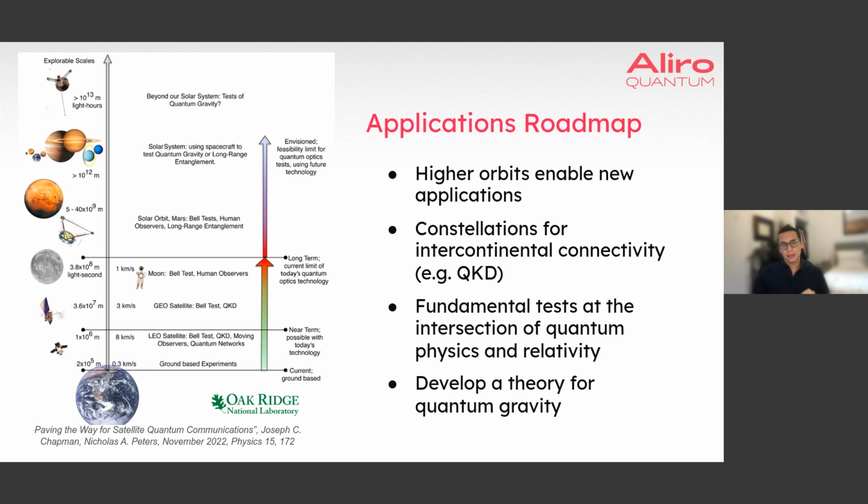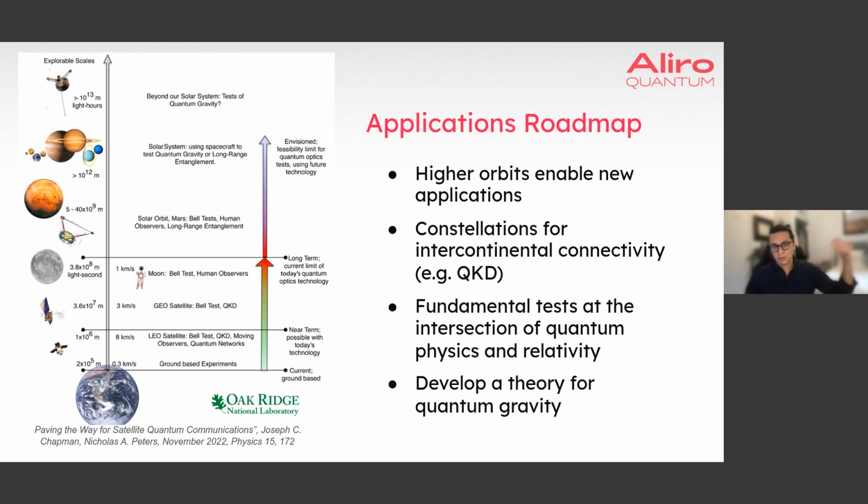So, at low Earth orbit, that's been demonstrated. We can do that. We can use constellations of low Earth orbit satellites to get to global quantum connectivity. But there is still a value in really pushing this technology further and further.